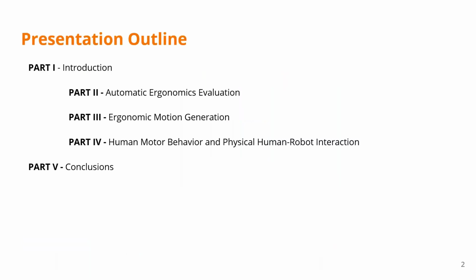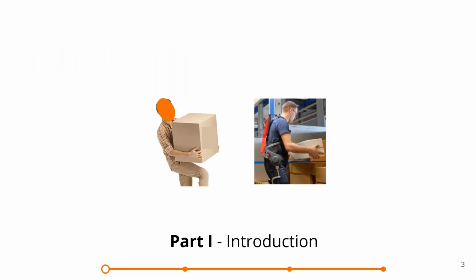So I will start from a wider context of robotics, and then I will present some of the scientific problems behind this talk per se. And then I'll move on to more technical details of the studies and the solutions developed around those problems, namely automatic ergonomics evaluations, human motion generation, and then I'll very briefly talk about a couple of studies that involved human motor behavior and human-robot interaction. So let's move on now to the introduction.